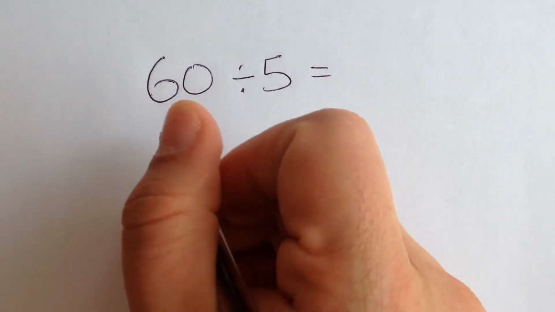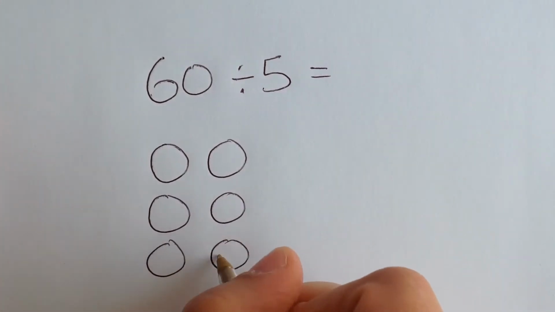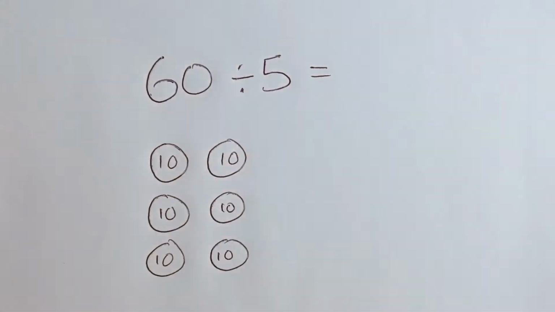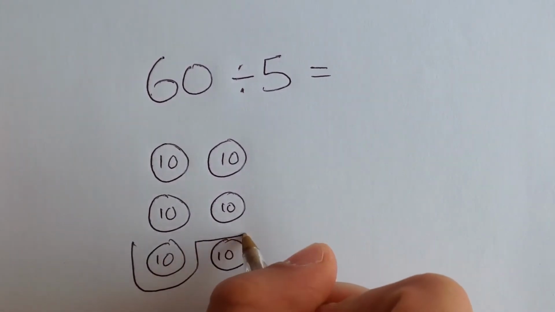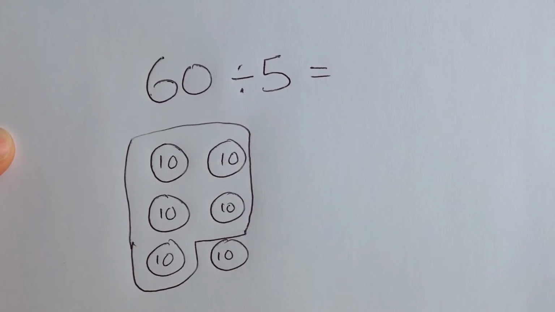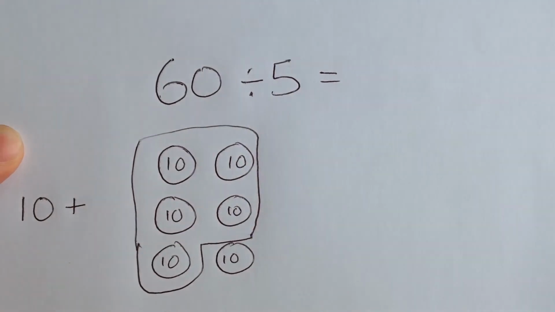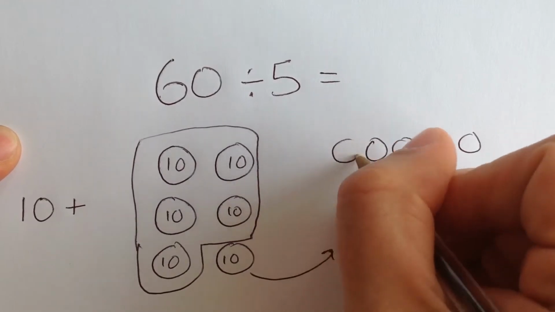So firstly, I draw out my 60, same as I did with my 20, and I have 6 tens. Now when I look at here, I can actually see there is a group of 5 here. Because remember, I'm dividing by 5. Now that means I've already got 10 in my answer. So my answer is going to be 10 plus however many ones I have. So, I can't split this one up, so what I need to do is change it over and partition it, like I did before.